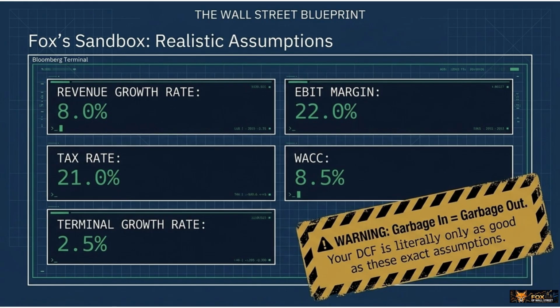Let's actually look at some realistic assumptions from the Fox of Wall Street guide so you can see what these inputs really look like. In this example, we're assuming an 8% revenue growth rate, a 22% EBIT margin, and a pretty standard 21% tax rate. We're applying an 8.5% WACC to discount our cash flows and setting a fairly conservative 2.5% terminal growth rate. Now, write this down. Your DCF is literally only as good as these exact assumptions. If you put garbage in, you're going to get garbage out.